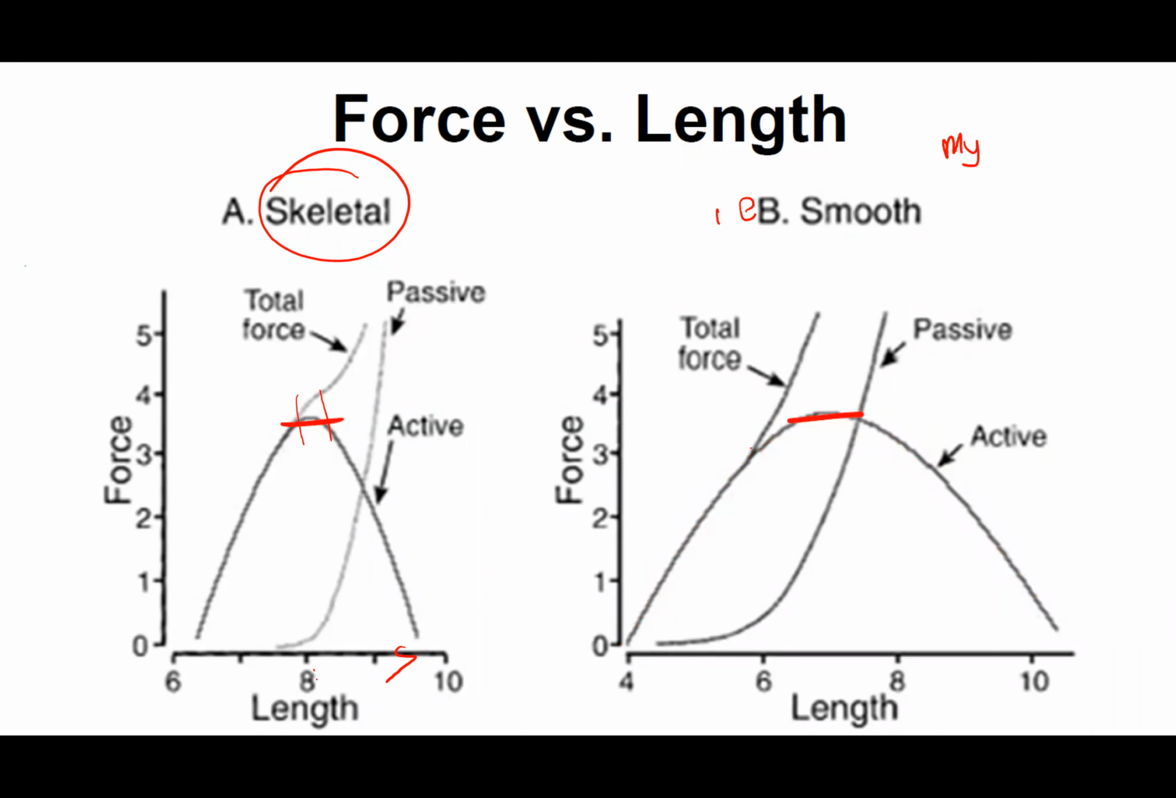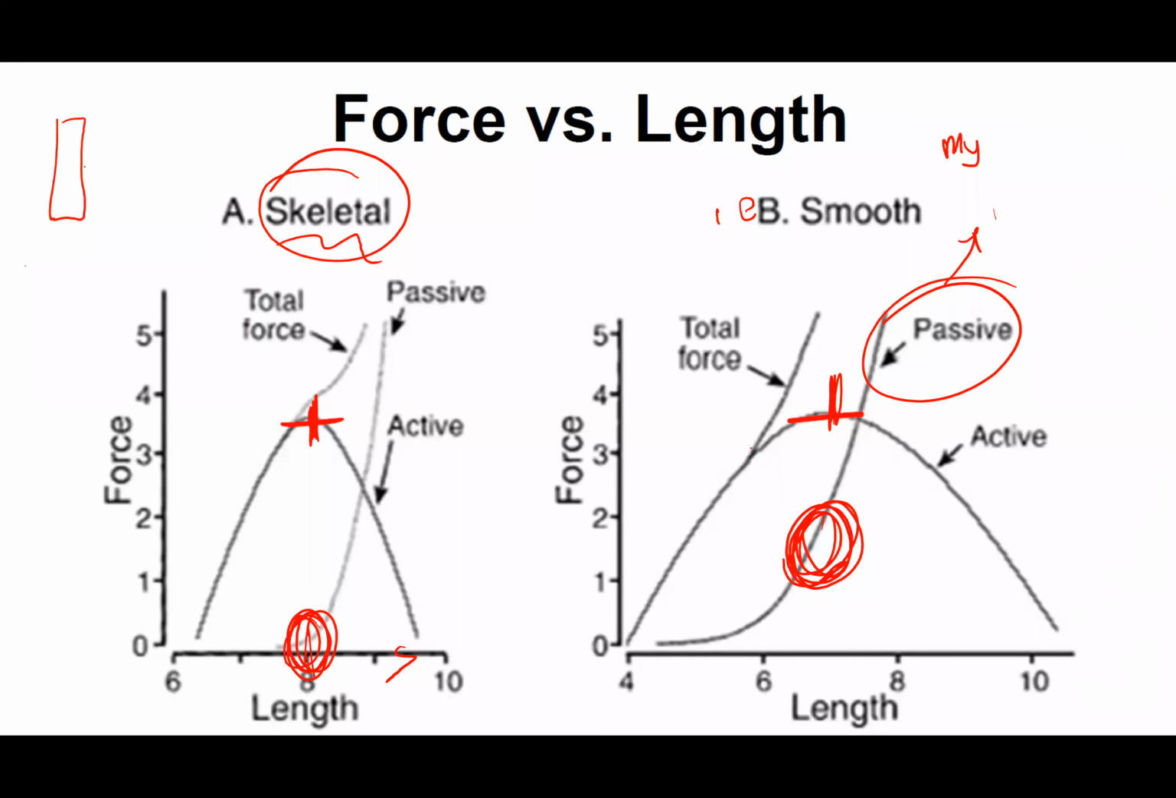Another thing to notice is that at the length where the force is the highest, right here, the passive force is less in skeletal muscle. If you take a look over here in smooth muscle, you notice that the passive force is much larger. Now, do you know what the passive force is? The passive force is just, for example, you have a wall over here, and you have a spring attached to it.